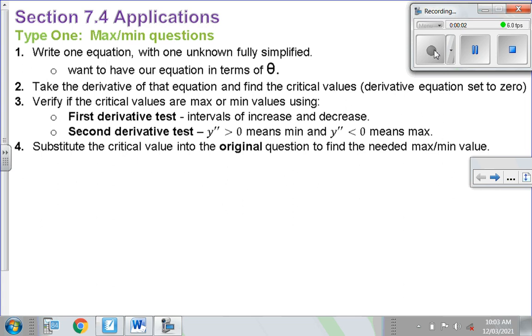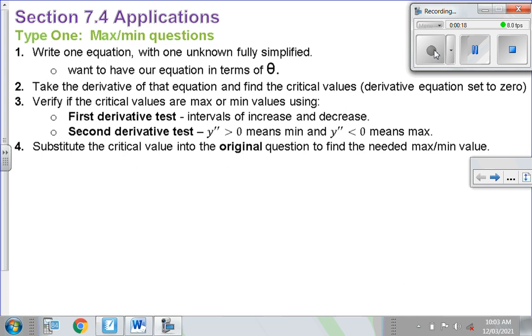Hello, Matthews Gatos here. In this video, we're going to cover applications of trig derivatives. We're going to split this into two videos: type 1, max-min equations, and type 2, related rates. So in this video, we're going to talk about max-min questions.